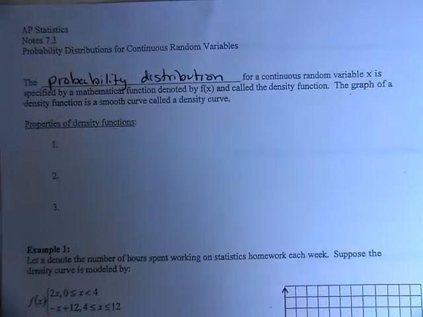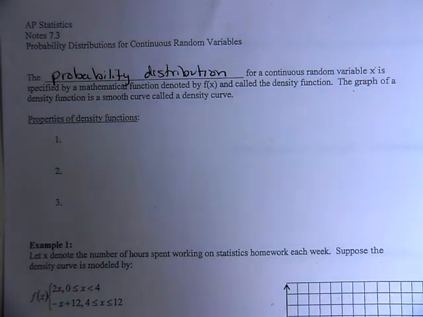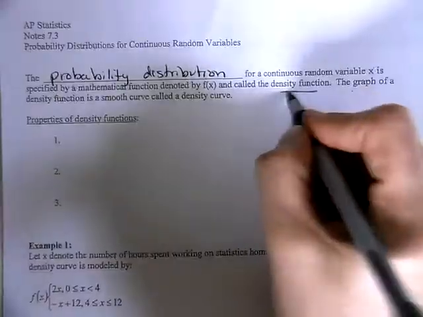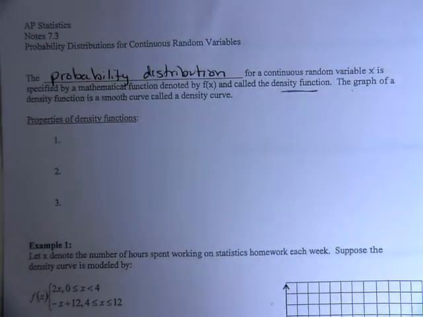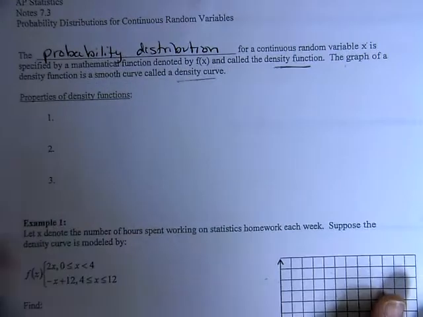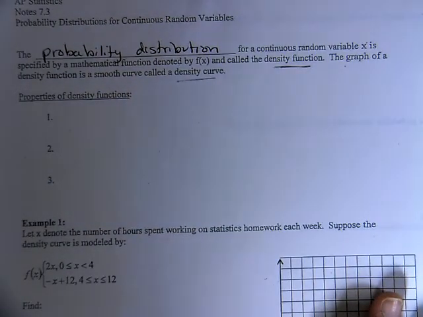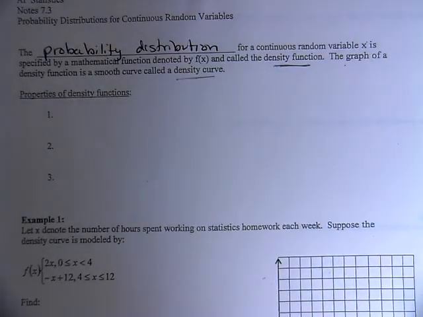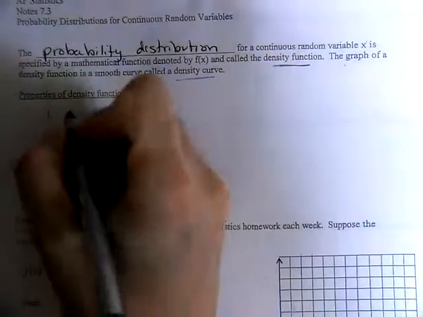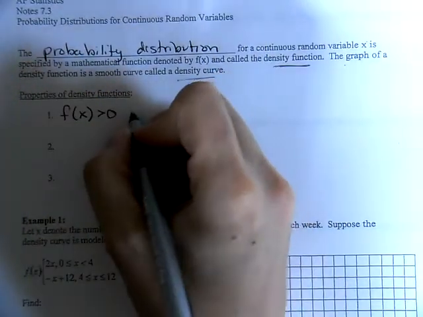for a continuous random variable x is specified by a mathematical function denoted f of x and is called the density function. The graph of a density function is a smooth curve called the density curve. So there's a couple rules for our density functions. They're very similar to the ones we went over yesterday, but now we're looking at more of a graph versus a table. So again, one of them is f of x has to be greater than 0.